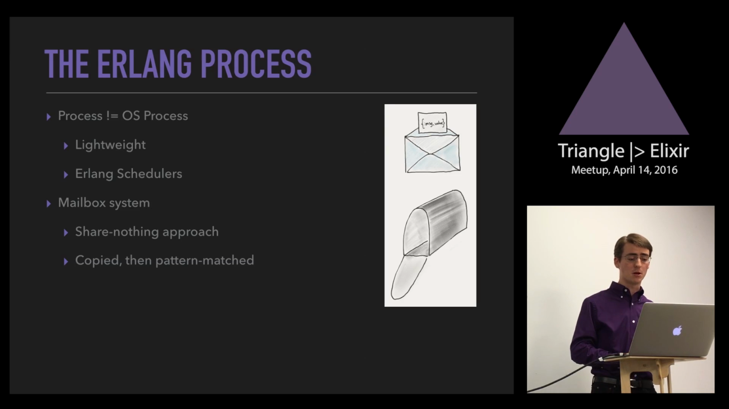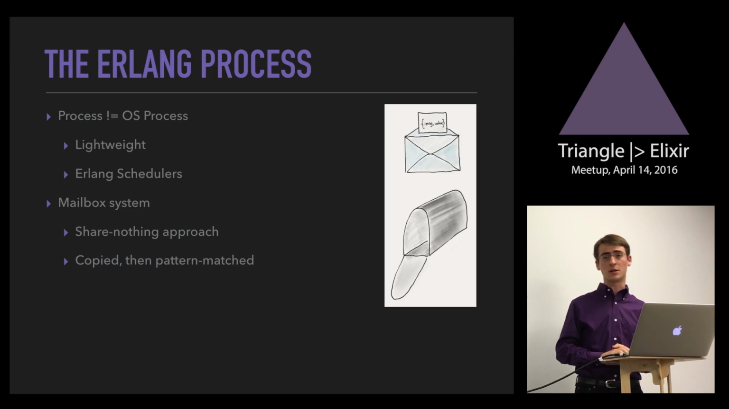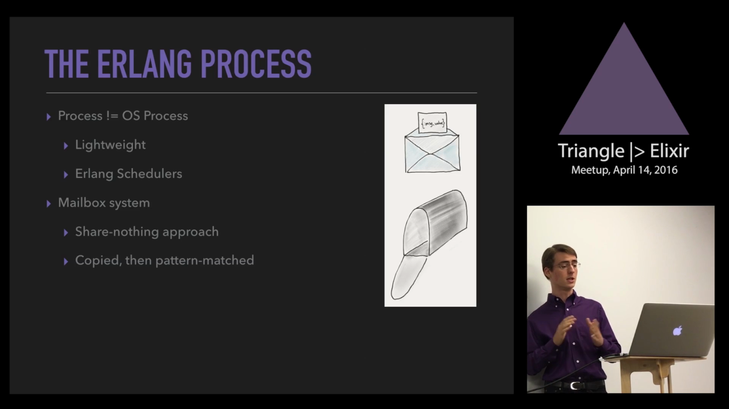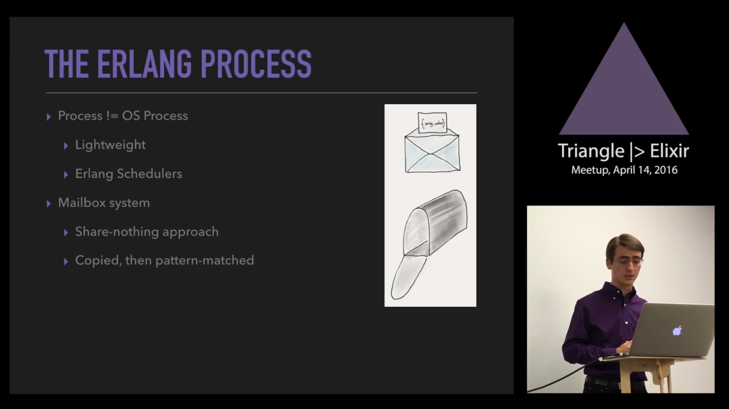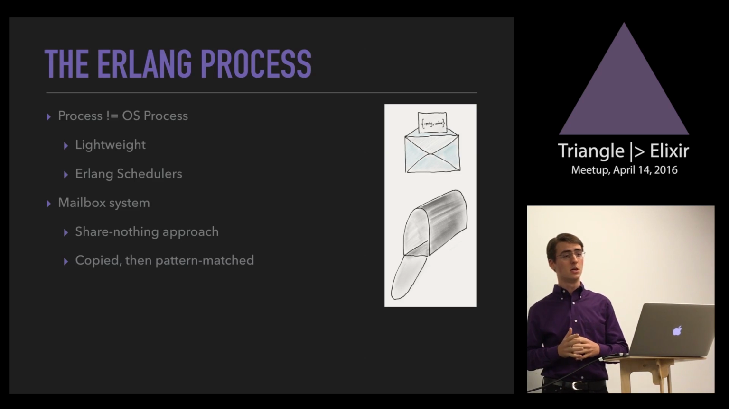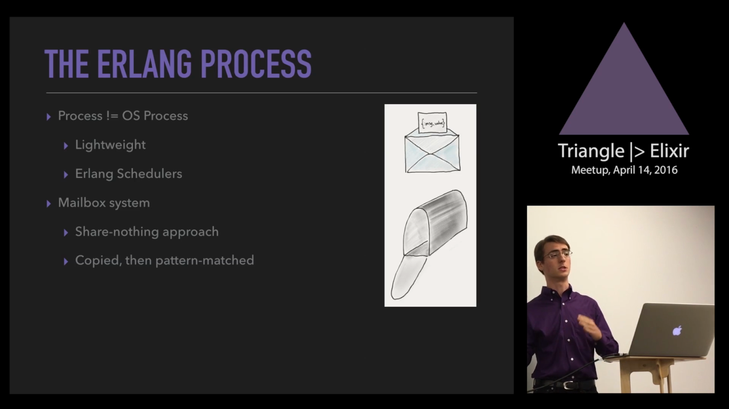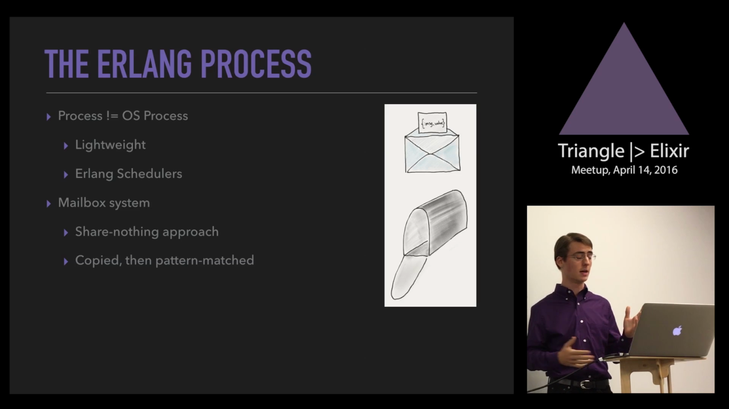Also, processes use a mailbox system. So it's a share-nothing approach. There's no state that's going to be mutated by two processes. So like I said, it's a mailbox approach where you send messages. Your messages that are being sent to your processes are deep copied and then pattern matched, often using tuples and atoms and all that.